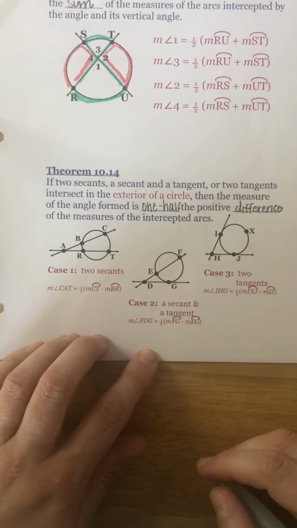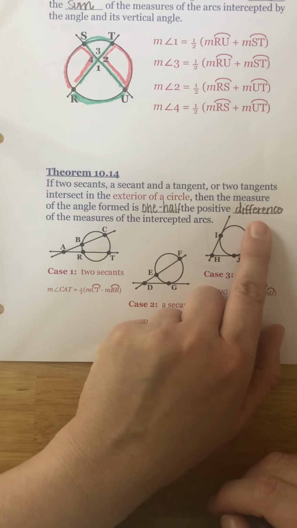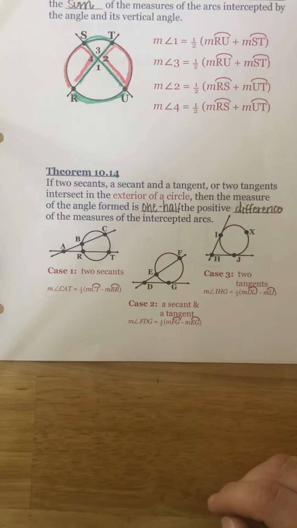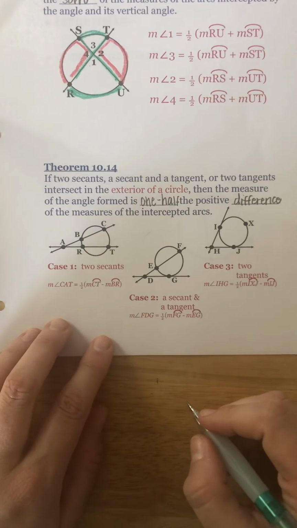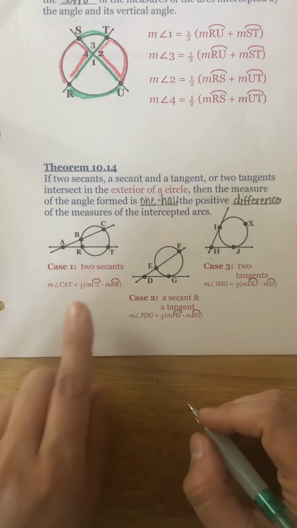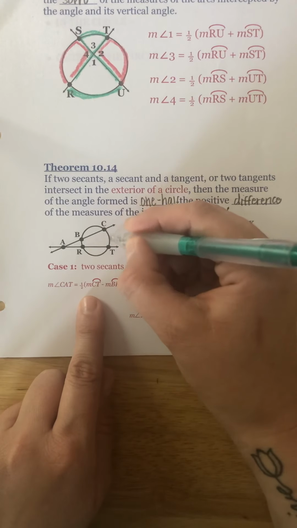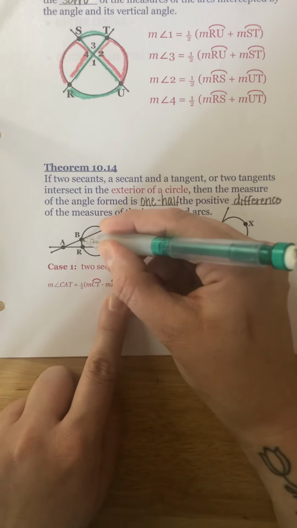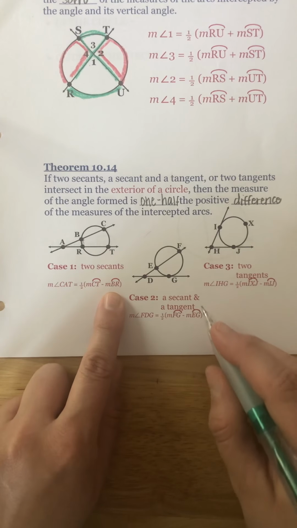Here's what that means. That means that instead of adding, we're now subtracting. But your order is important because when you subtract, you want to have a positive difference. So in other words, you need to take the bigger arc and subtract the smaller arc from it. So if we take a look at this example right here for case 1, CT is the bigger arc, BR is the smaller arc. That's why we did CT minus BR, bigger minus smaller.